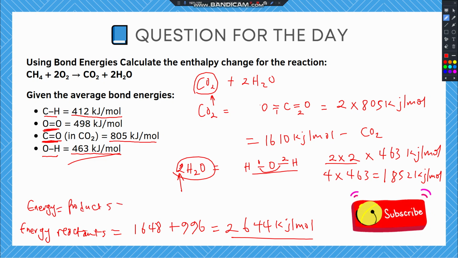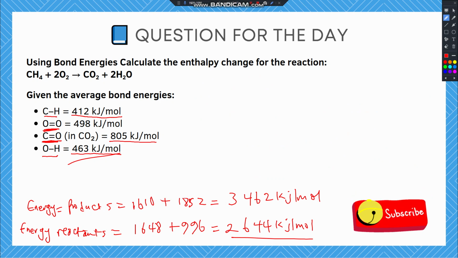So now finally, to get the bond energy of the products, it will be equal to 1610 plus 1852, which gives us 3462 kilojoules per mole. So at this point, we can now get the enthalpy change for the reaction.